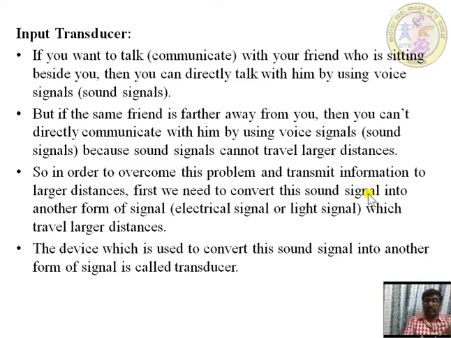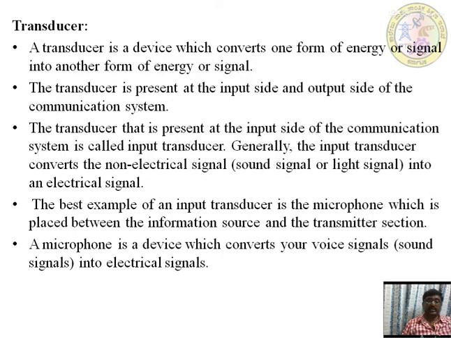To overcome this problem and transmit information over larger distances, we first need to convert the sound signal into another form of signal, that is an electric signal or a light signal, which can travel larger distances. So the speech signal should be converted into an electrical signal or a light signal. The device used to convert the sound signal into another form is called a transducer. A transducer converts a sound signal into an electrical signal or a light signal.